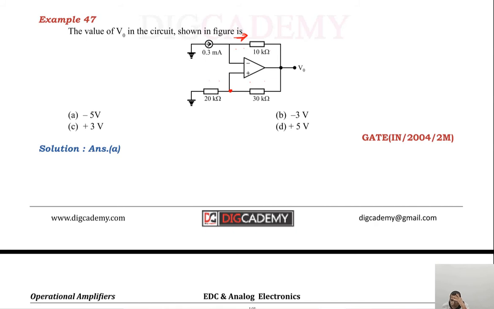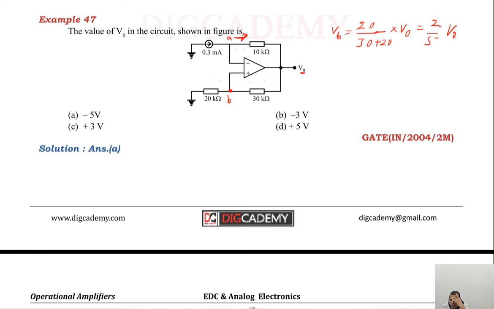So this is node A, suppose this is node B. So what is VB? VB is nothing but 20 by (30 plus 20) multiplied by V naught. Why? Because the voltage at node B is a fraction of this voltage. Voltage across 20 ohm is 20 divided by (20 plus 30) into V naught. This is called the voltage divider rule. So this is 2 by 5 into V naught.